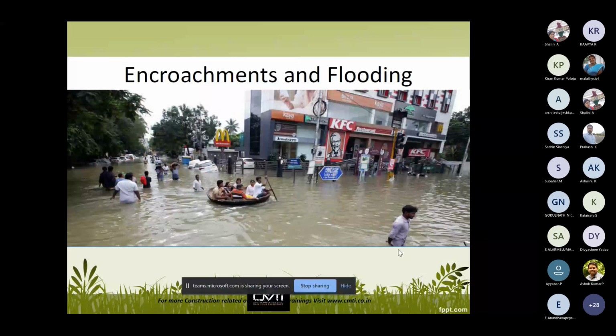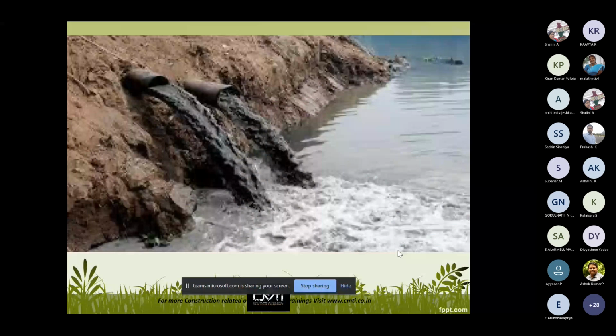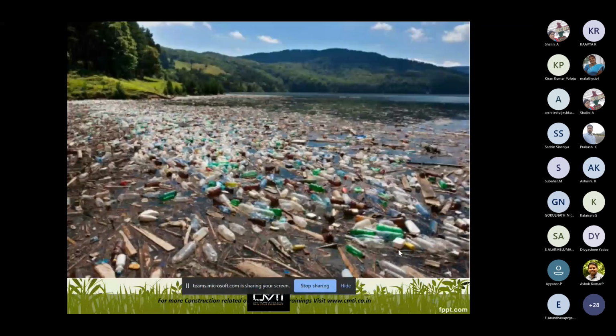And this is one of the pictures where the effluent is directly thrown into maybe the lakes or ponds. Not only the environment, our aquatic life, all these things are also getting affected.